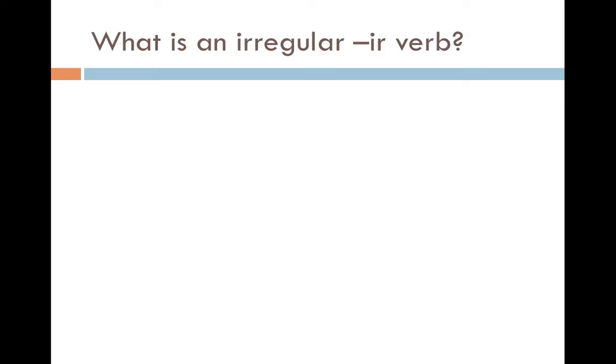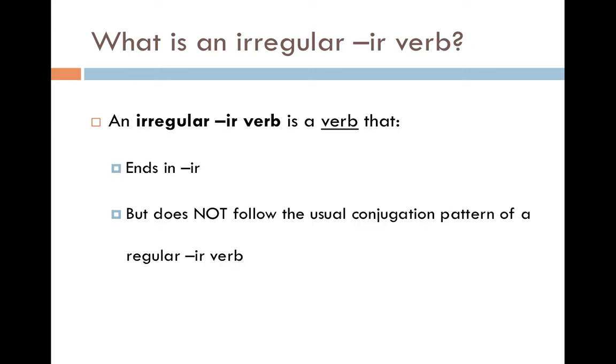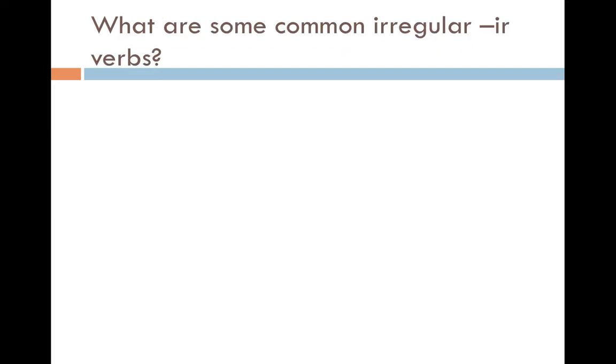First of all, what is an irregular IR verb? You can probably figure out just from the name. It is a verb that ends in IR, but does not follow the usual conjugation pattern of a regular IR verb. So these are verbs that end in IR, but they don't follow that pattern that we learned last semester. So what are some of these verbs that fall into this category?